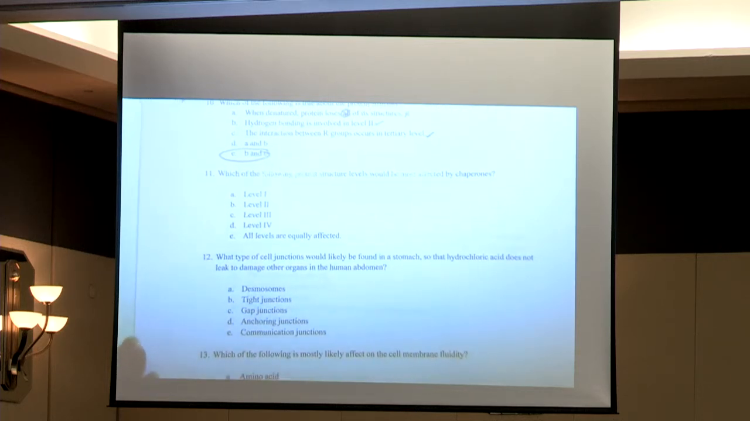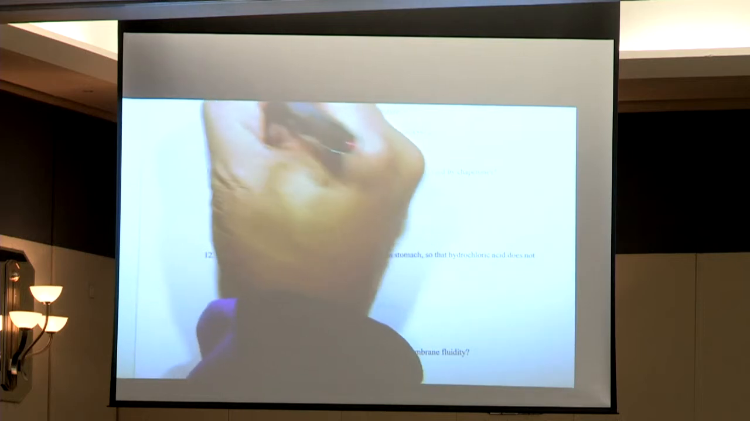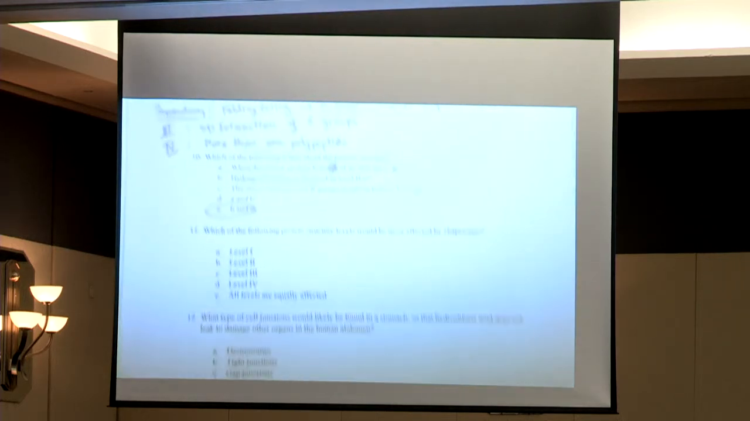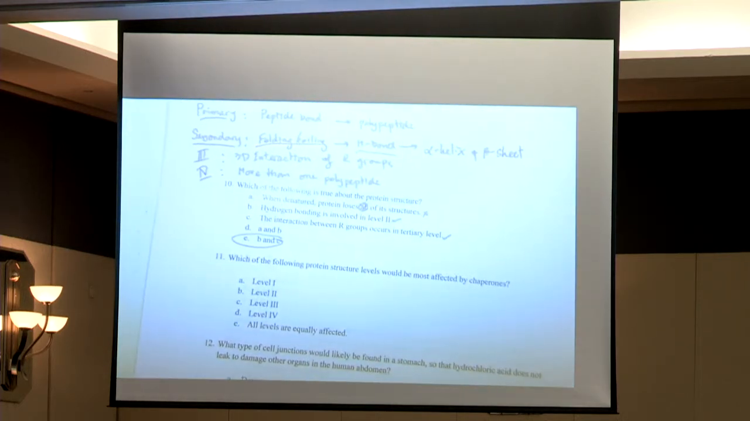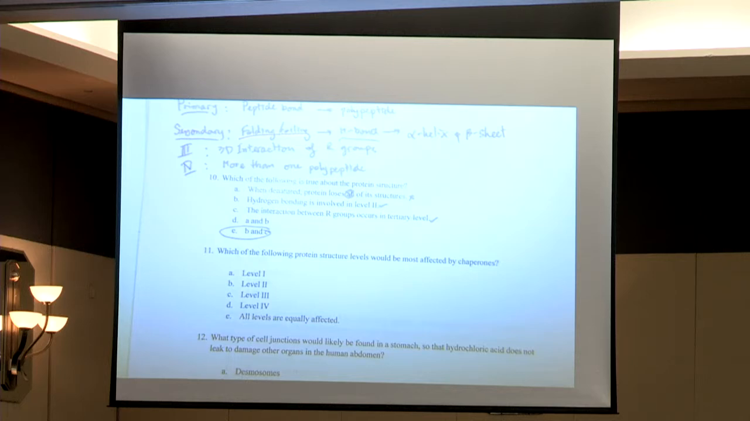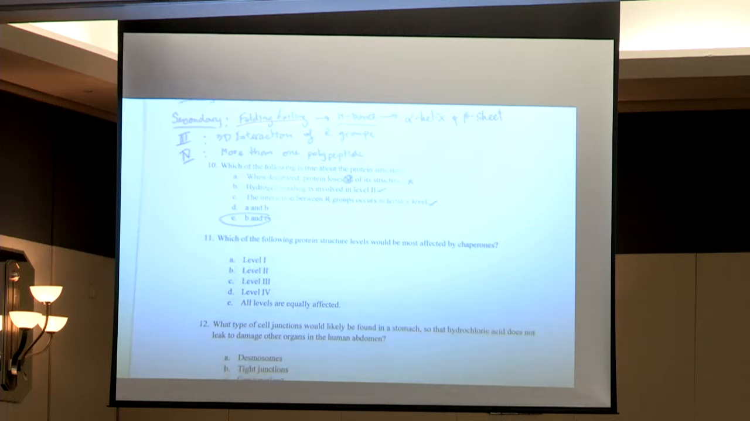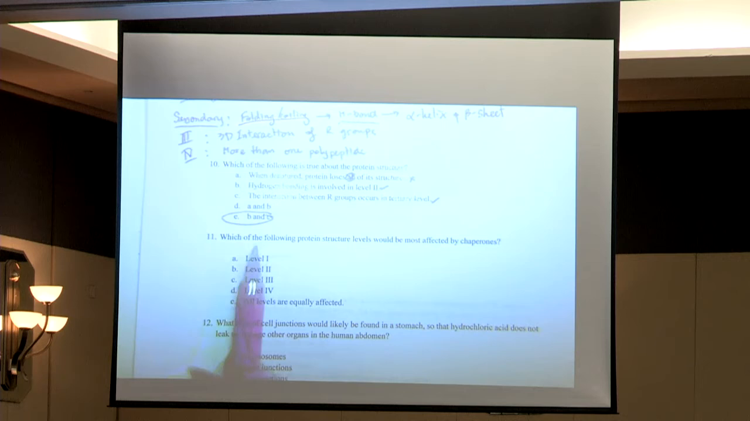Which of the following protein structure levels would be most affected by chaperone? What is chaperone? What does it do or help? Folding or coiling, right? So where is the folding or coiling that we did earlier? Right here, right there. That means this will definitely affect the secondary level. So the answer is this.